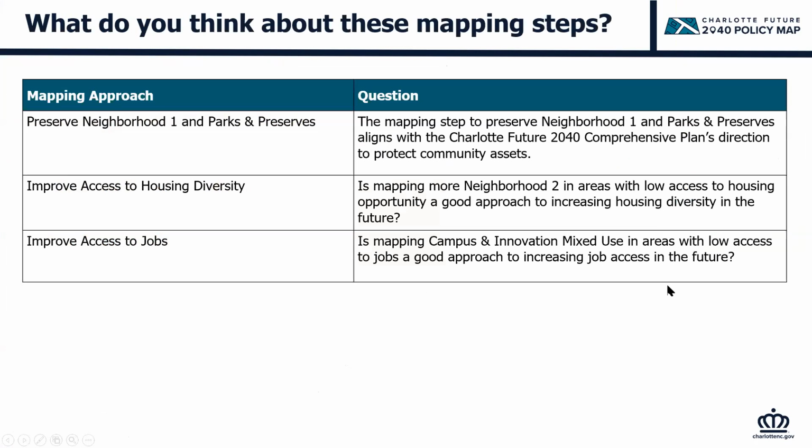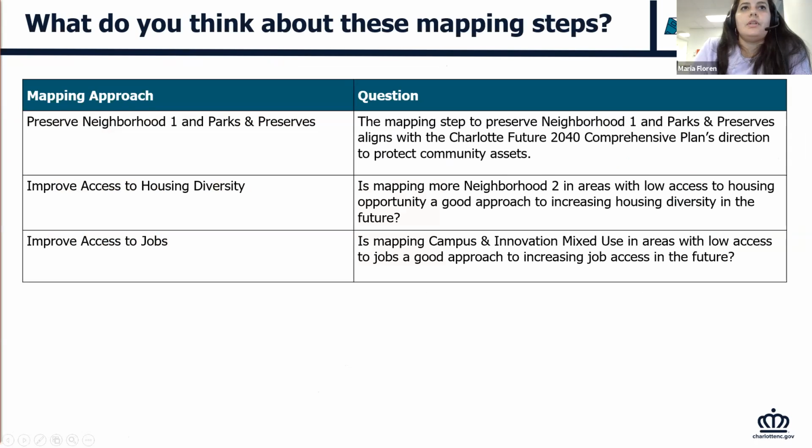So we have another question coming up. We'll get into the additional place types shortly, but we want to see what you think about those mentioned so far. Is mapping campus and innovation mixed use in areas with low access to jobs a good approach to increasing job access in the future? If you want to take a moment to think about that and let us know. So we have one agree.